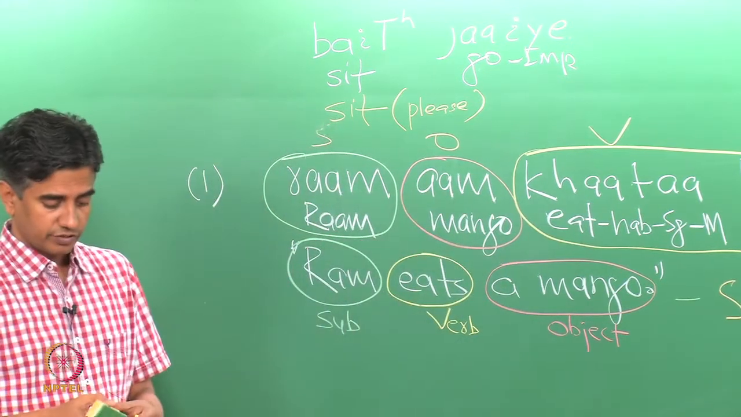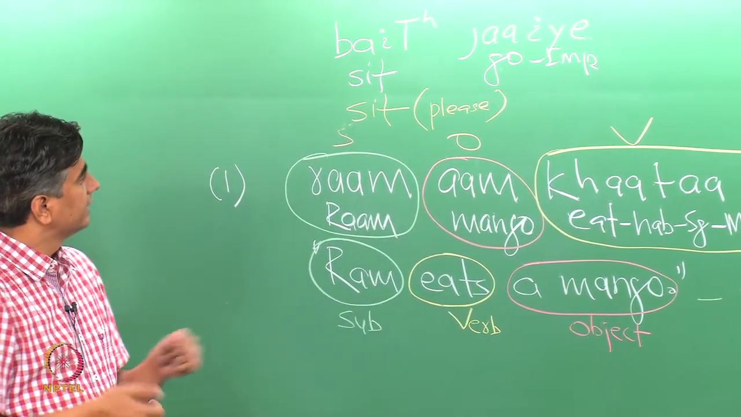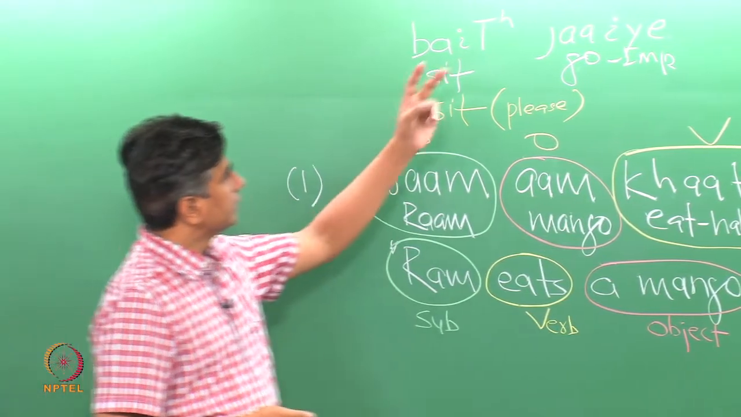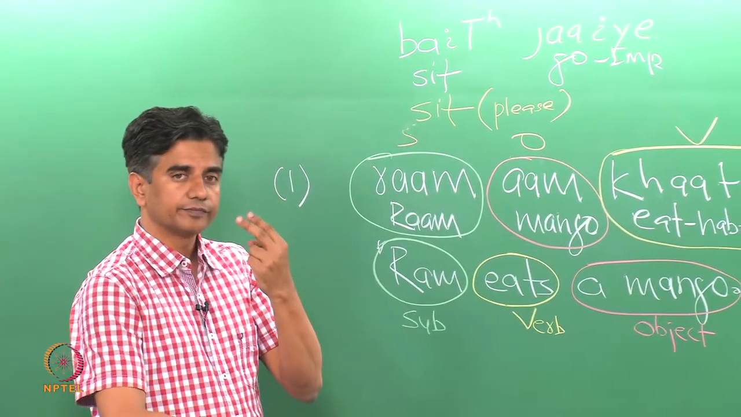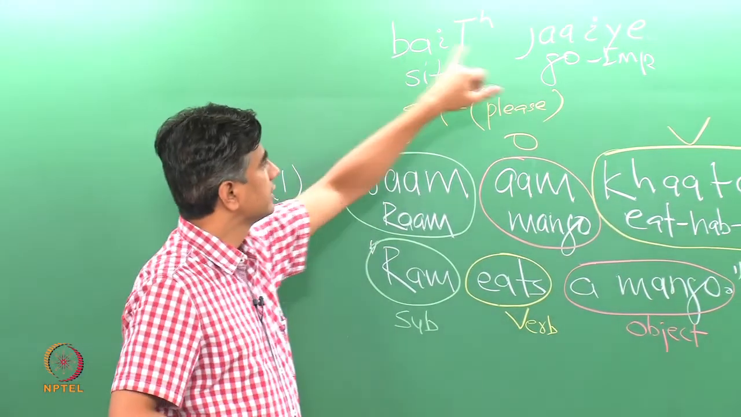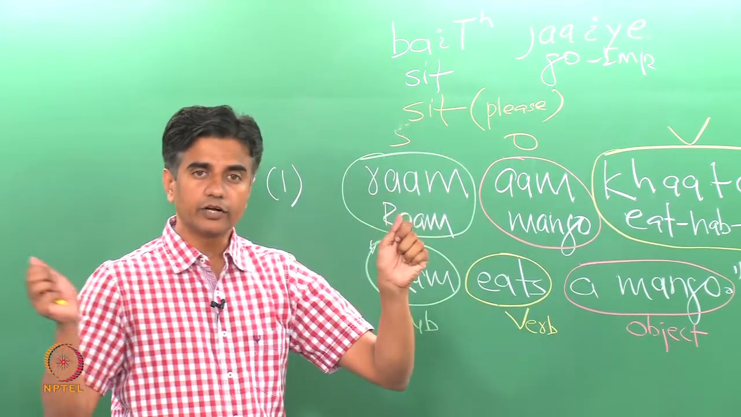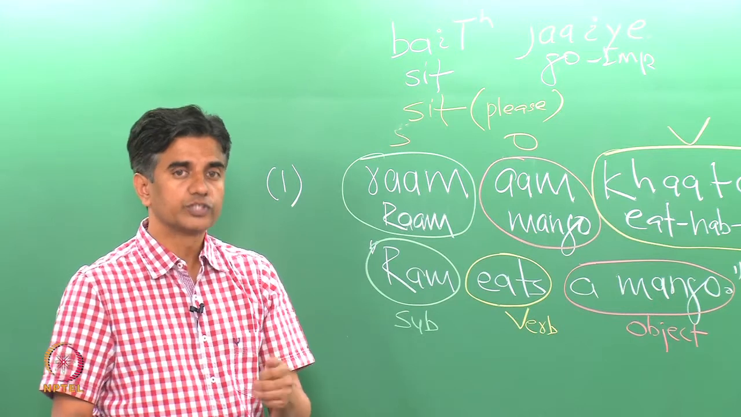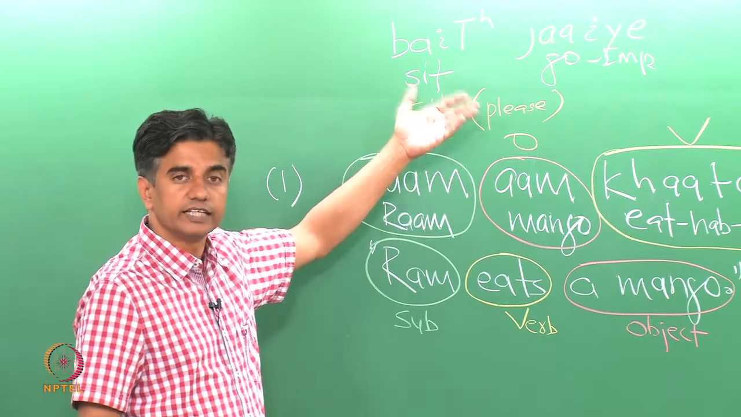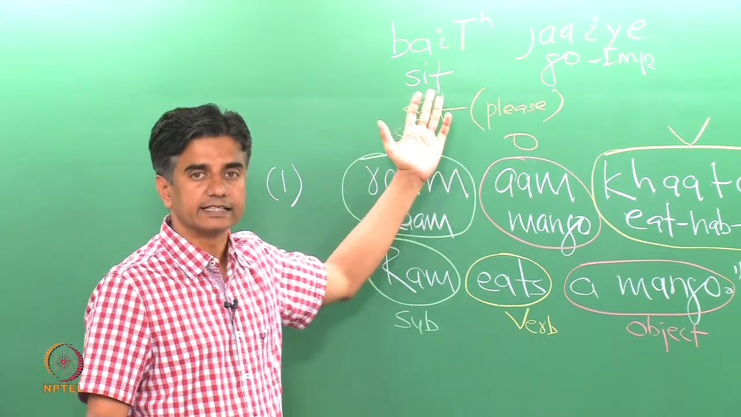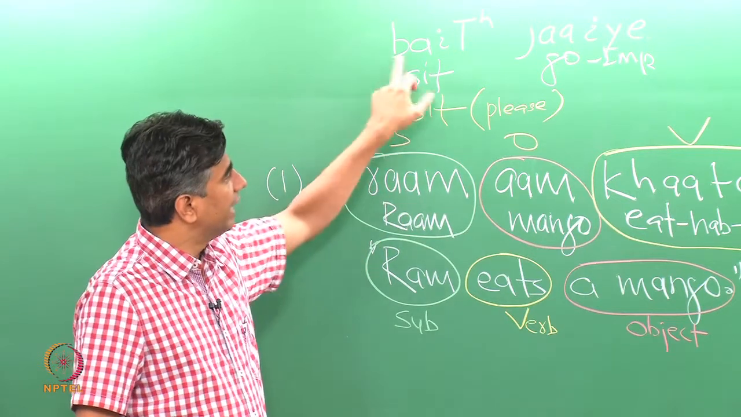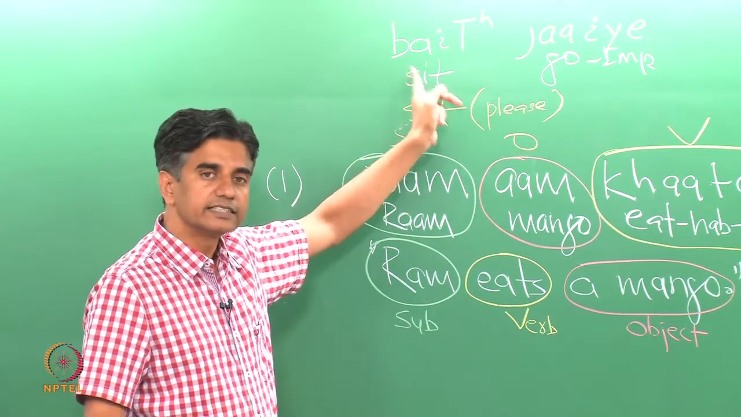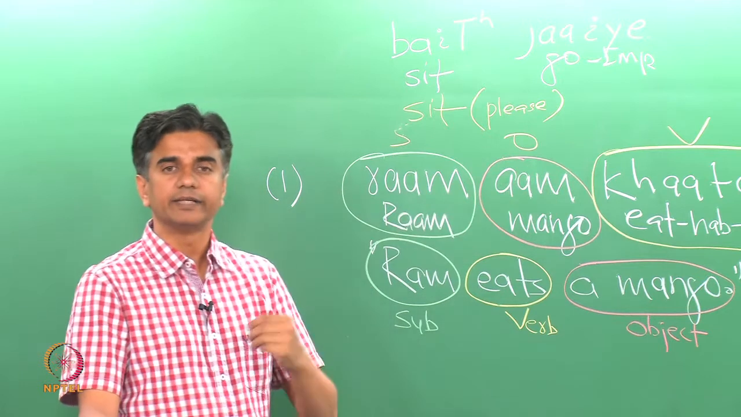In other words, what I am saying is, there are two verbs together, sit and go. They constitute one single linguistic unit, which together means sit. In the use, we can see this thing in a sentence. Baith jaiye doesn't mean sit and go. Baith jaiye means please sit down.